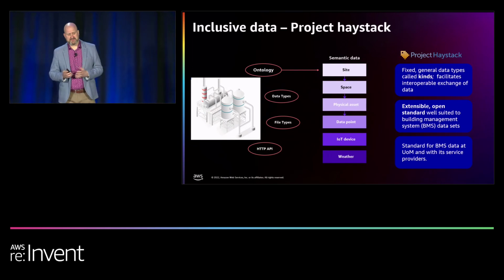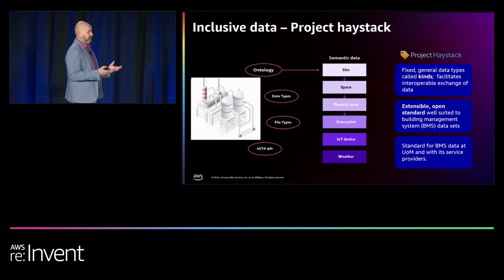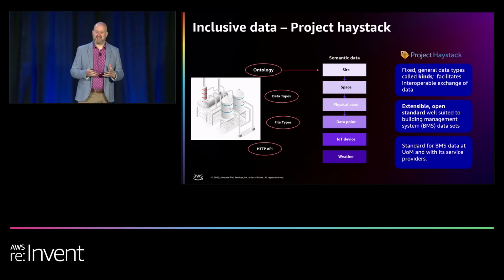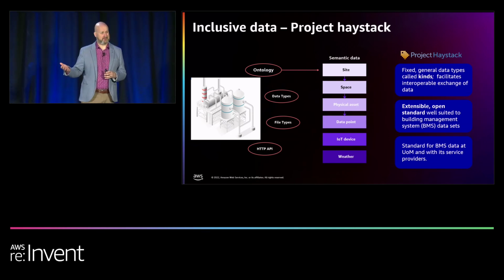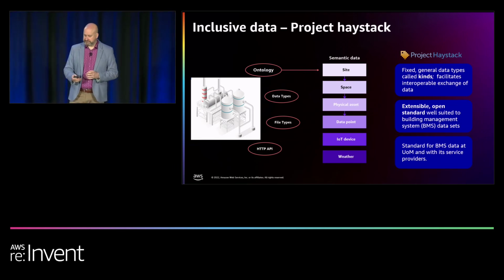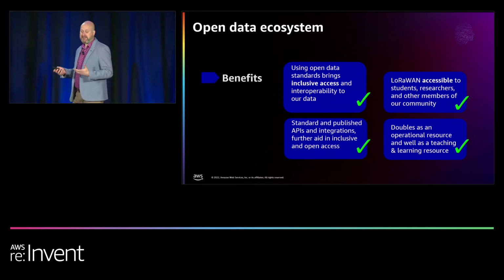For our building management system, we've elected to go with Project Haystack. Haystack is another format that describes building management very well, and particularly around our plant assets. And again, being an open standard, our contractors that work with us have begun to migrate over. So now we've got a very easy way to exchange data with our different mechanical and electrical contractors. So yeah, open standards bring inclusivity and interoperability to the data.